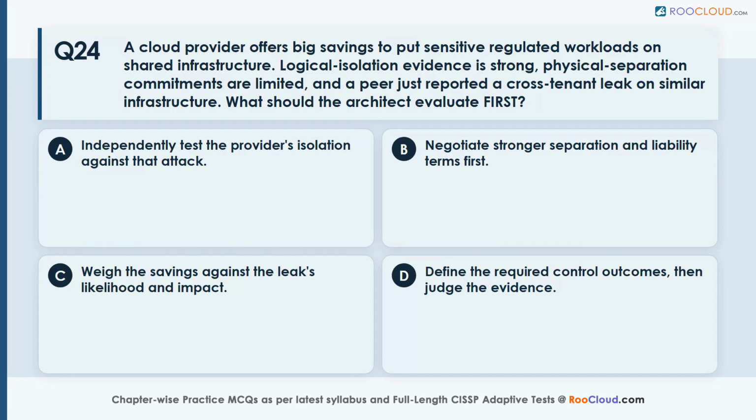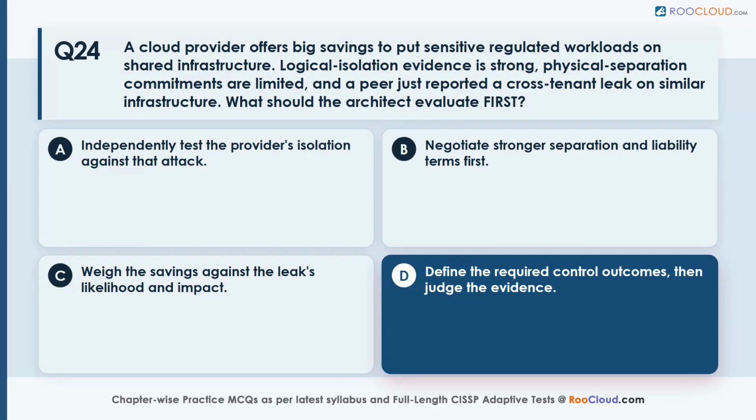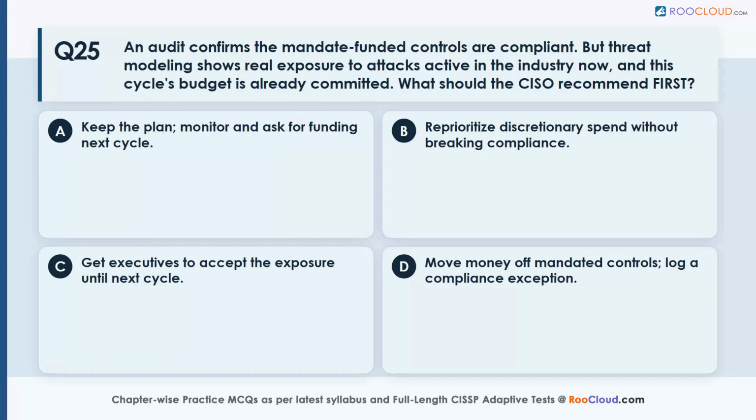Option B negotiates stronger separation and liability terms first. That bargains before you know which outcomes you need. Option C weighs the savings against the likelihood and impact. That runs the risk math before defining the control objectives it depends on. Option D determines the required control outcomes, then checks whether the provider's evidence and commitments meet them. Define what good looks like, then measure the provider. That is the pattern.